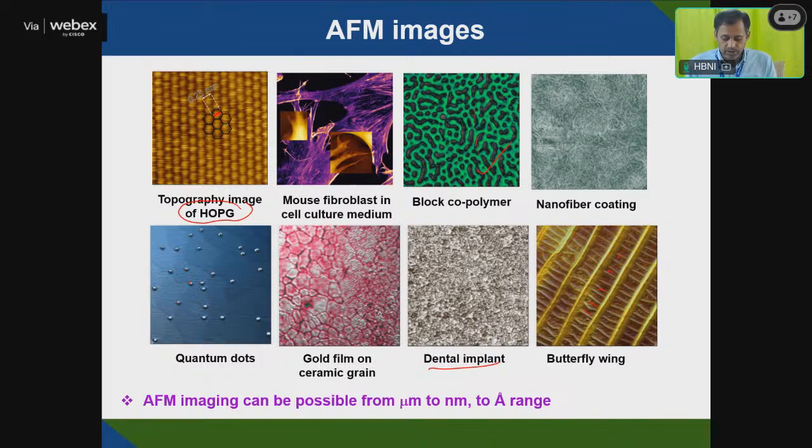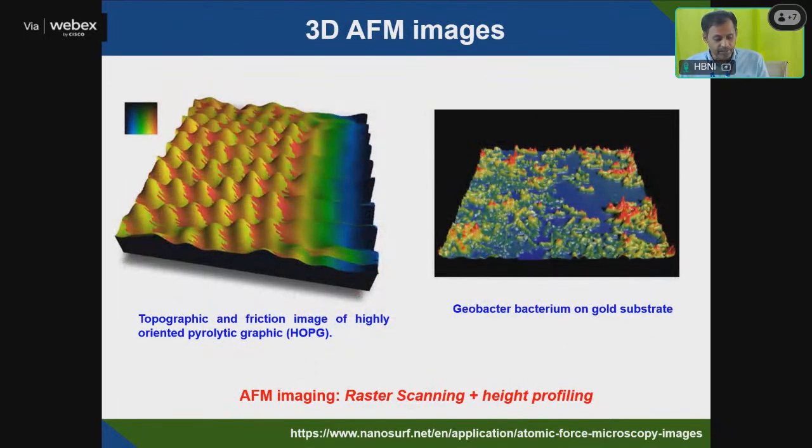But the most important thing about AFM: in the case of TEM or SEM, you are able to see a nanometer region. But here, in the case of AFM, you are able to see from micrometer to nanometer to angstrom level. Also you can get a 3D image. This is a topograph of HOPG, and you can see how the 3D humps are arranged in three dimensions. This is Geobacter on a gold film, the bacterial growth that you can see from the 3D imaging. With AFM imaging, after the scanner scans the surface, height profiling is also possible.